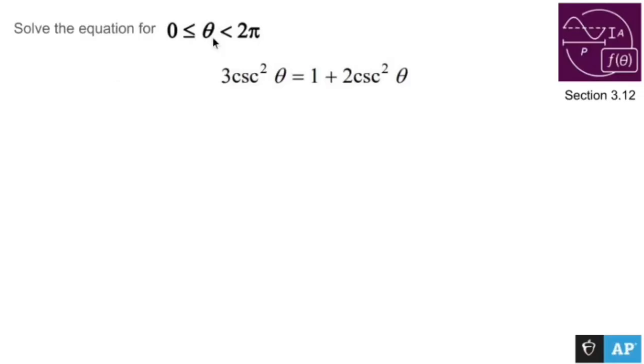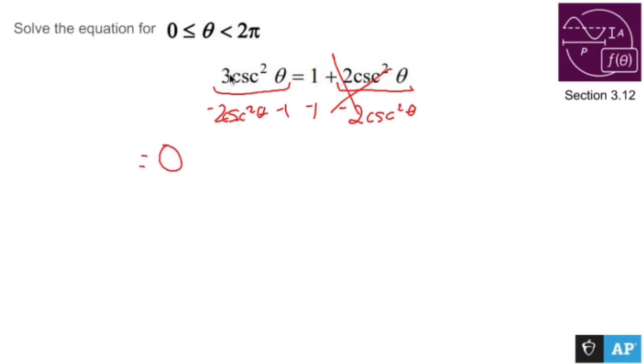Solve the equation for everything in between 0 and 2 pi. I have 3 cosecant squared theta on the left, and I have 1 and 2 cosecant squared theta on the right. So I'm thinking these two will combine somehow. So why don't I subtract 2 cosecant squared theta from both sides? And while I'm at it, why don't I subtract 1 from both sides too, so the right side becomes 0. 3 cosecant squareds minus 2 cosecant squareds is 1 cosecant squared theta, and then minus 1 equals 0.